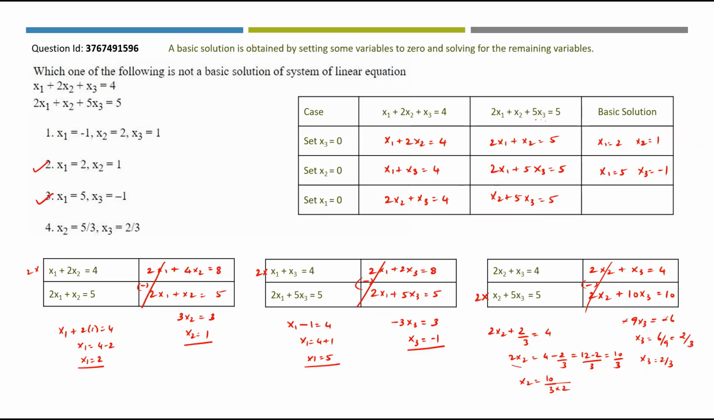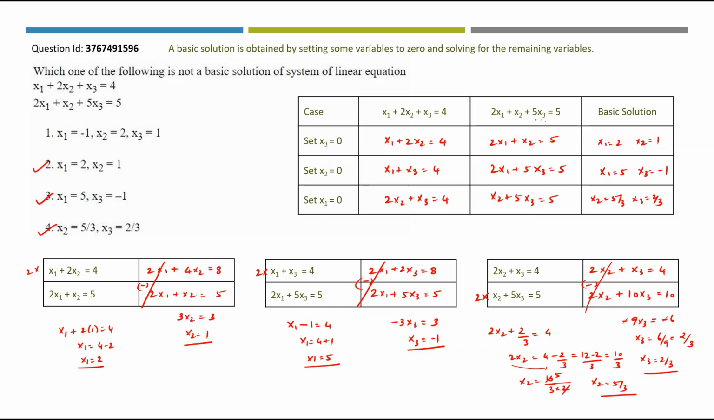So the 2 will go to the denominator, so this is divided by 2. 2 and 10 will get cancelled for 5. So x2 will have the value of 5/3. x2 is equal to 5/3 and x3 is equal to 2/3. We have this basic solution in option 4.